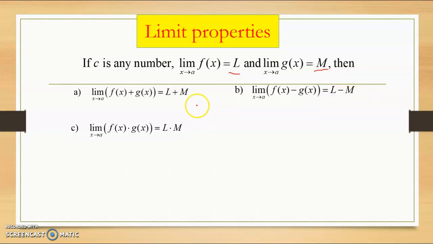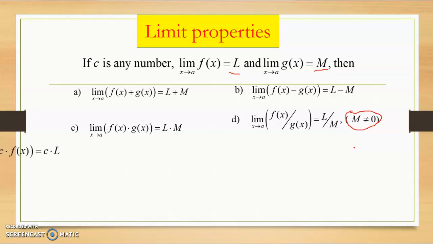Next property, multiplication. The limit of f of x times g of x as x goes to a: if you have the values L and m, just multiply them and give the solution L times m. Next, when it comes to division, it is the same as multiplication, but there is one thing you have to remember: the denominator does not equal 0. If it is 0, the value does not exist.